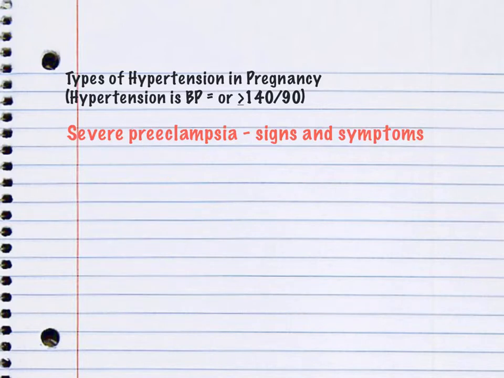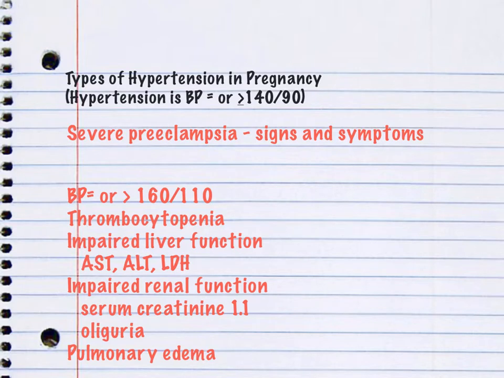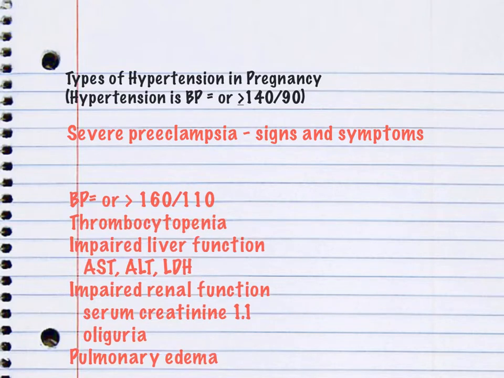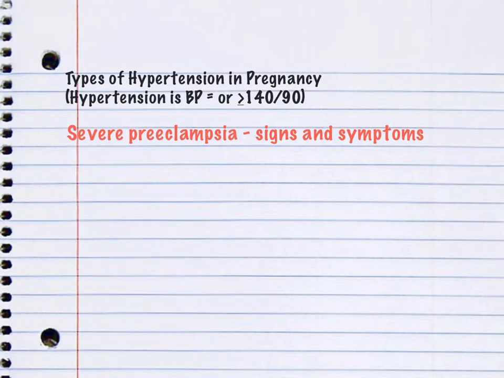Now when we start talking about severe preeclampsia, there are some pretty ominous signs and symptoms that we might see. And I'm going to start listing them. So we have our blood pressure, which will be equal to or greater than 160 over 110. And remember, blood pressure is supposed to go down in pregnancy, so it's always a weird thing when it doesn't. So your blood pressure is equal to or greater than 160 over 110.